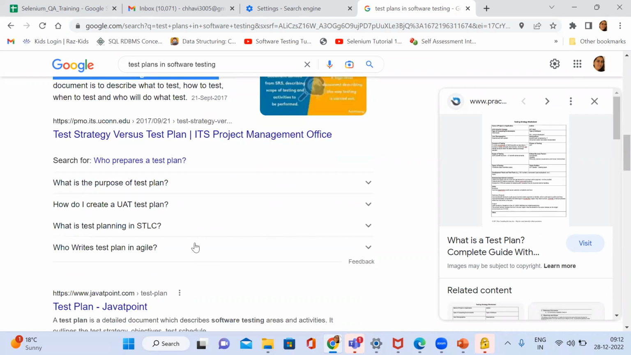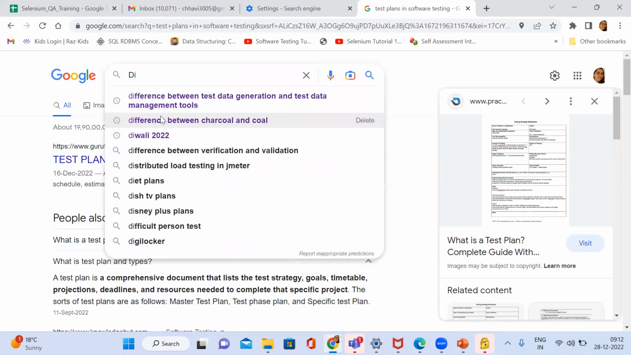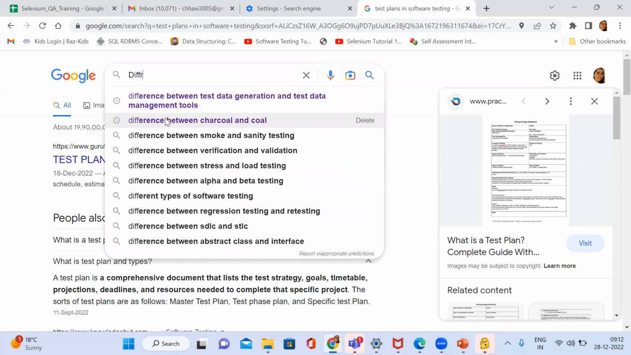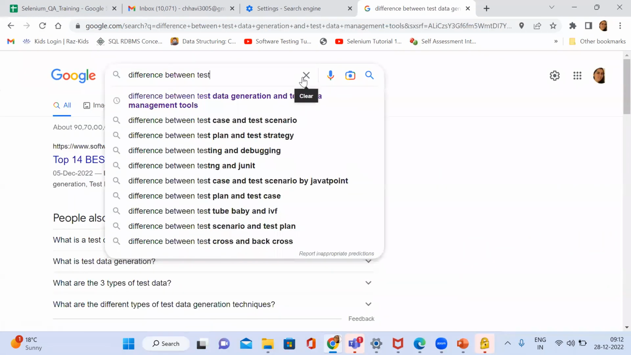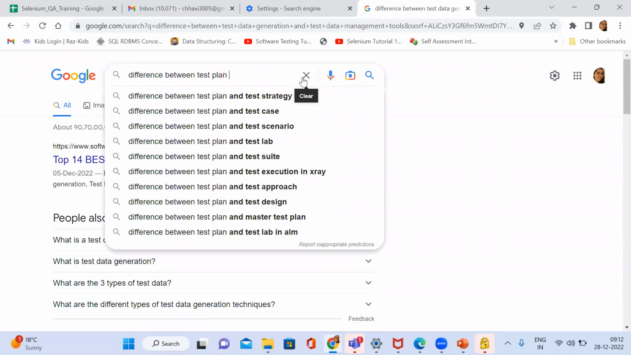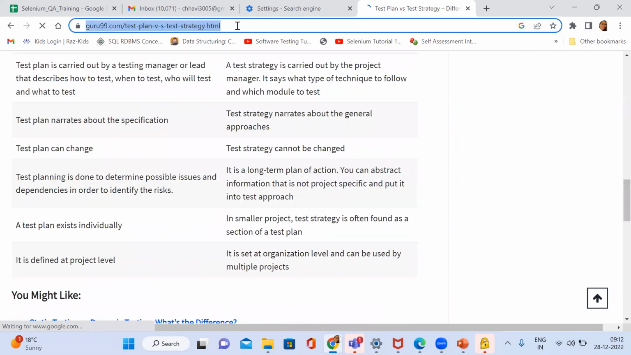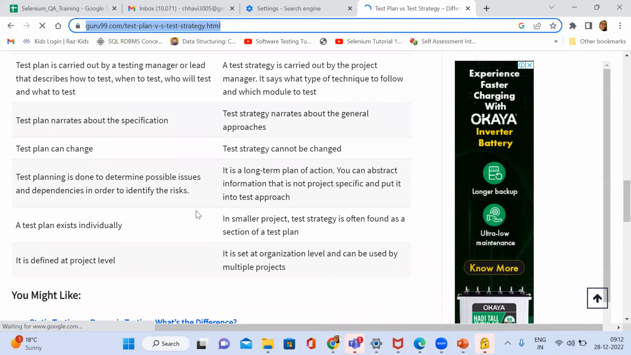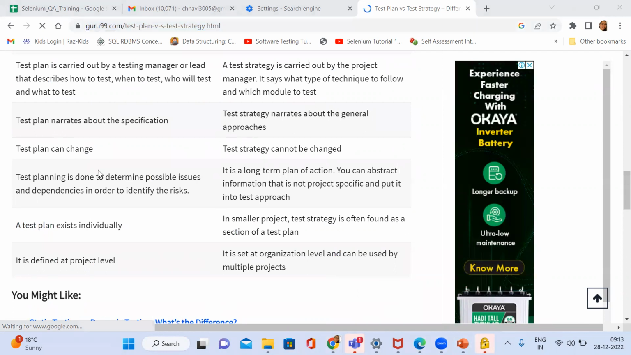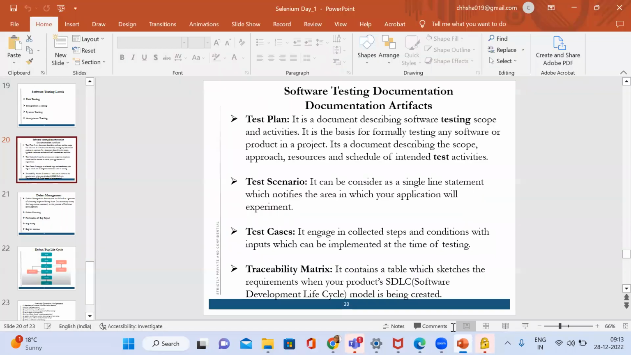You can also learn more information, like the difference between test plan and test strategy. You can search for it and read it. Guru99 is good, so you can go through it. I'll just share this link with you so that you can read more. I'm not going to take them one by one, but you can read it and clear all your doubts.